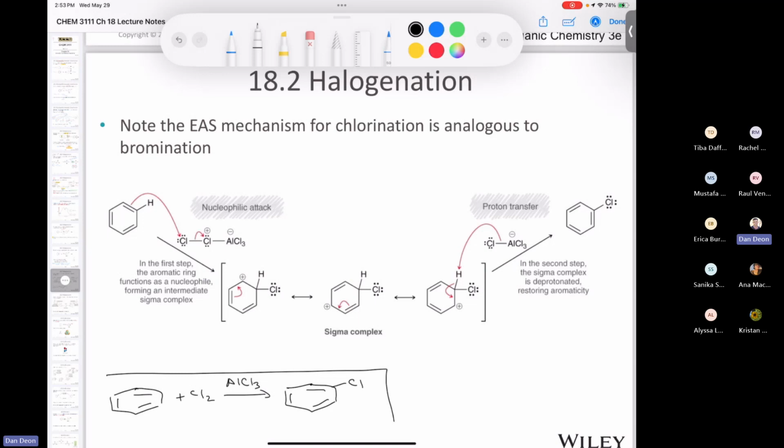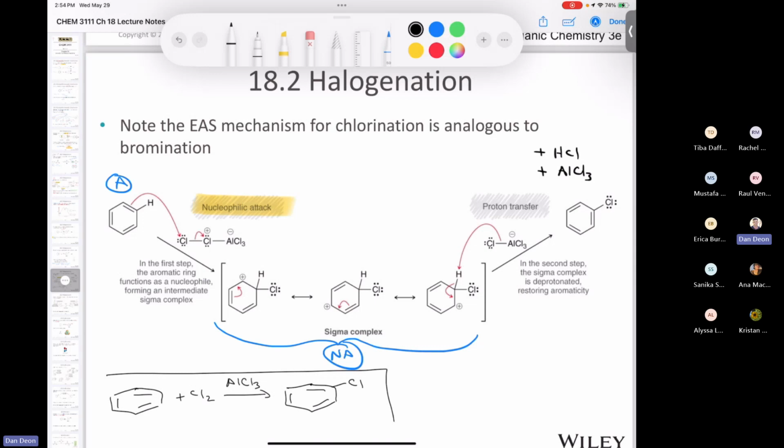So what's the first step? The first step is a nucleophilic attack. You go from something that is aromatic to something that is not aromatic, your sigma complex. The sigma complex is resonance stabilized. You should be able to draw all of the resonance contributors. And then we get a proton transfer at the end. And of course, in this case, we'd form chlorobenzene plus HCl, plus you would regenerate your aluminum trichloride. So you regenerate your catalyst, and it gets recycled over and over and over.